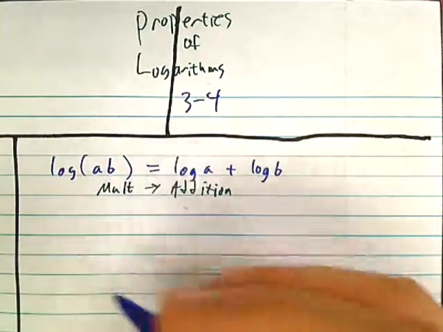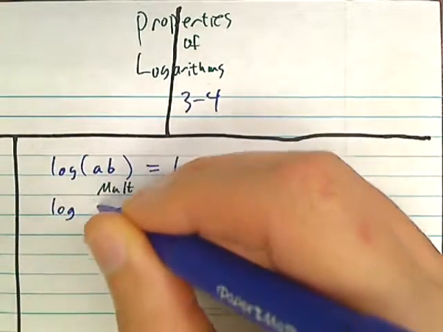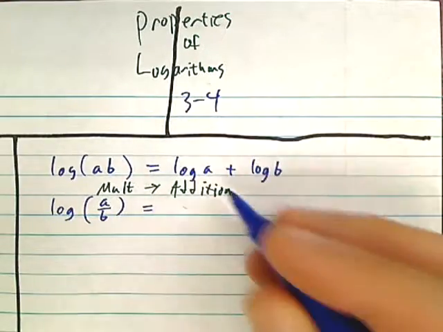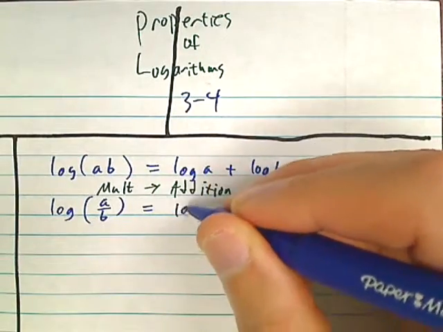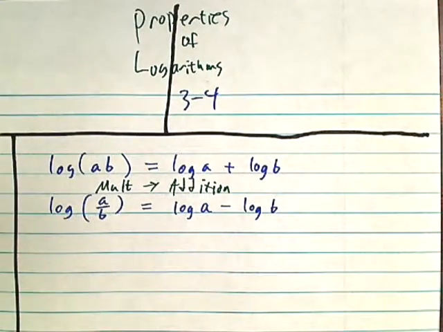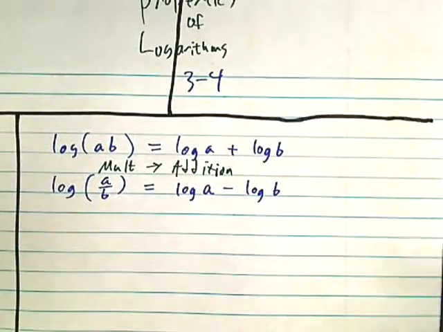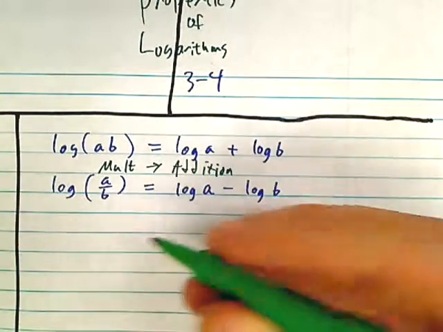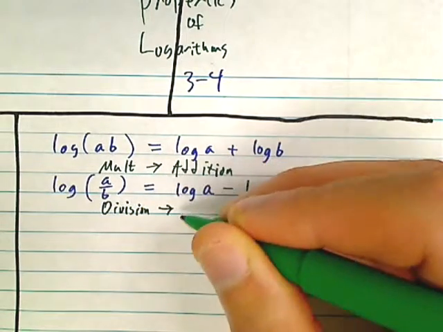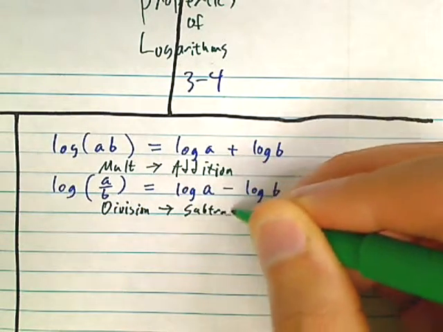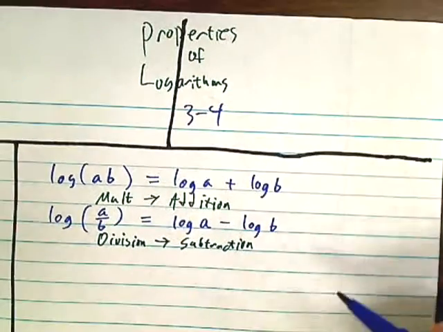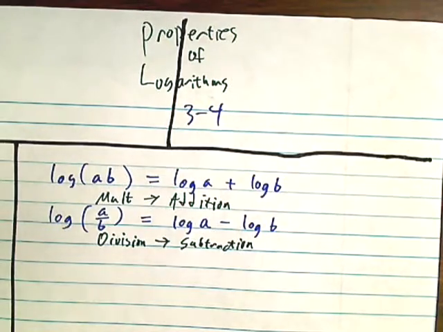Next, I guess multiplication, we'll try division. So the log of A over B, the logarithm of that fraction, is equal to, well, subtraction. So log of A minus log of B. Okay, so here I'll say division becomes subtraction. Look at that, I'm so colorful. Isn't that great? Wow.